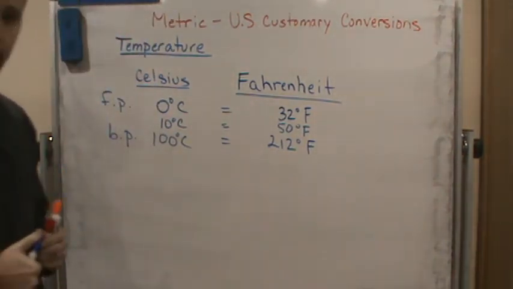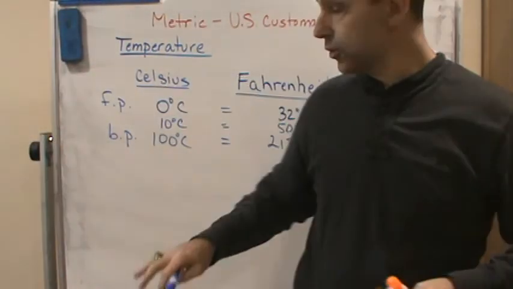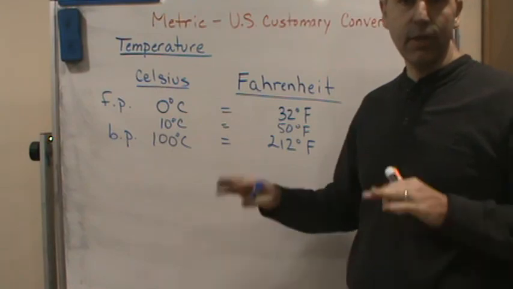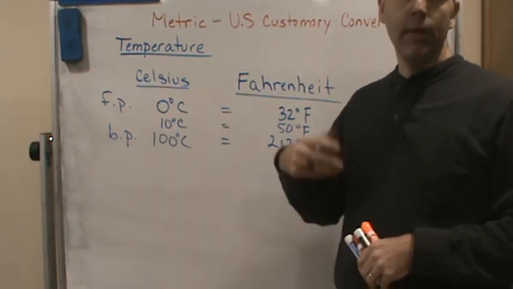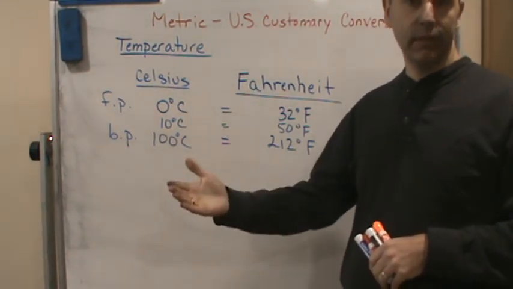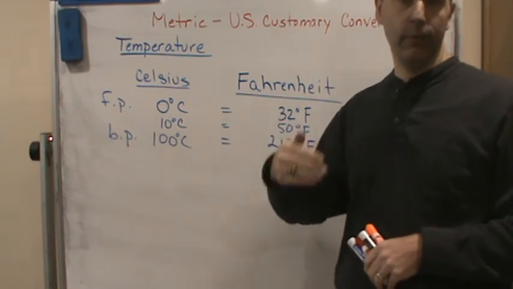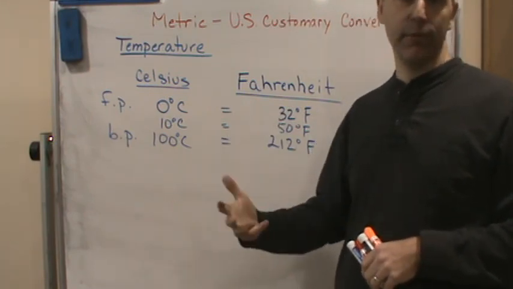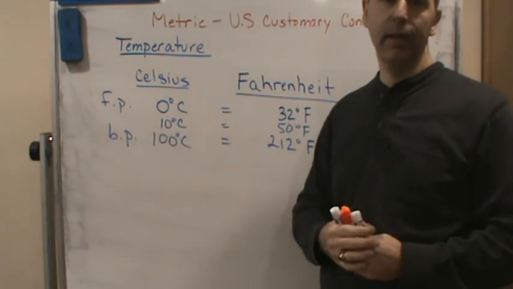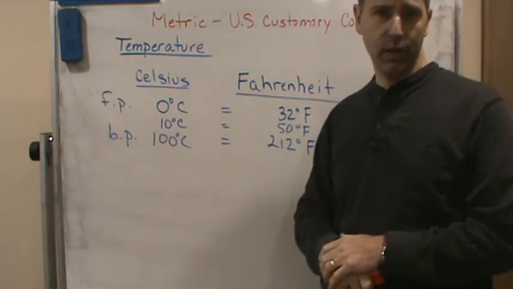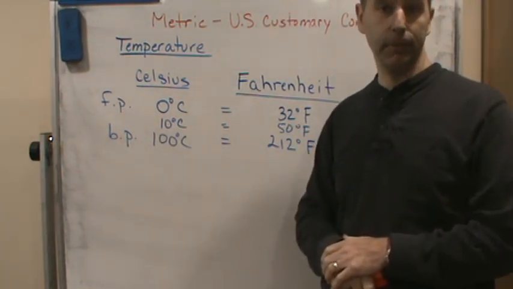Now, the reason why there's no conversion factor is because the formula to convert from Celsius to Fahrenheit, or from Fahrenheit to Celsius, involves more than just multiplication. And so that's why we can't just use a conversion factor. It's not that straightforward.